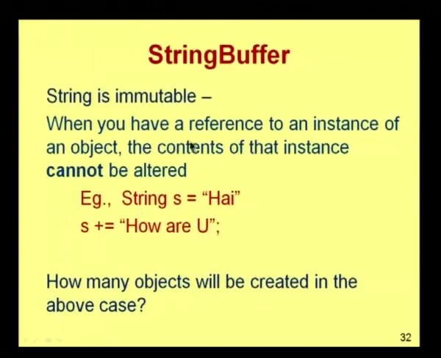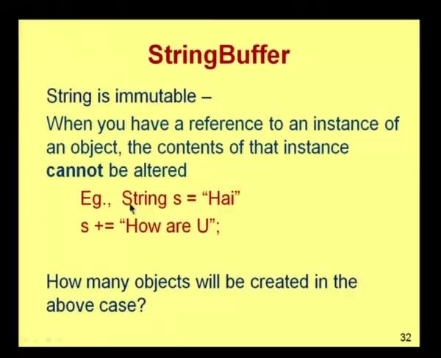Here you can say string is immutable. What is immutable? When you have a reference to an instance of an object, the contents of that instance cannot be altered. Whenever I have a reference to an object, its contents cannot be altered, provided it is of type string. You can see here I have a string s equal to "hi" and I am trying to concatenate s with a new string "how are you". In this case, s could not be updated.